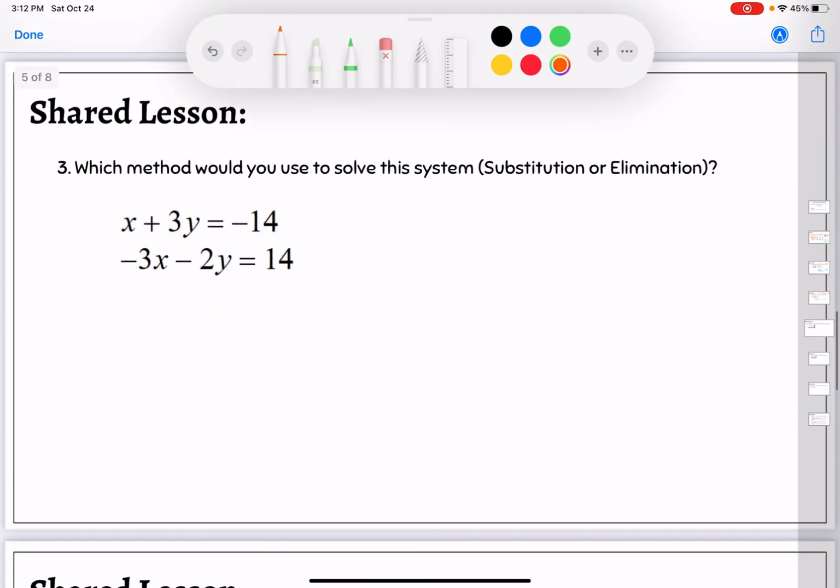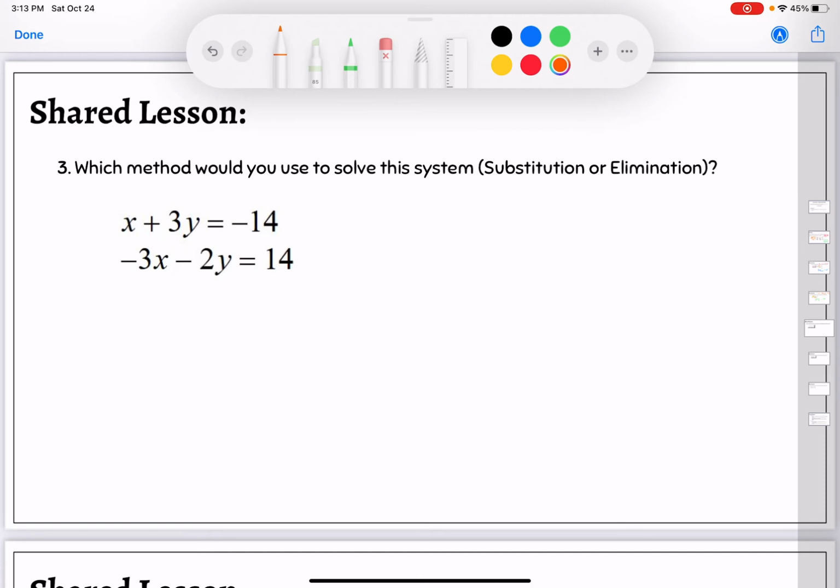Okay. Let's take a look at this one. Which method would you use? Substitution or elimination? x plus 3y equals -14. -3x minus 2y equals 14. Now I do see opposites already in the 14s, but those are not on the variables. If I added these two equations together the way they are, I would not eliminate one of the variables. I'd still have an x and a y in my equation, so that's no good, right? So that doesn't count. So we need to make sure that we have opposites in one of our variables.